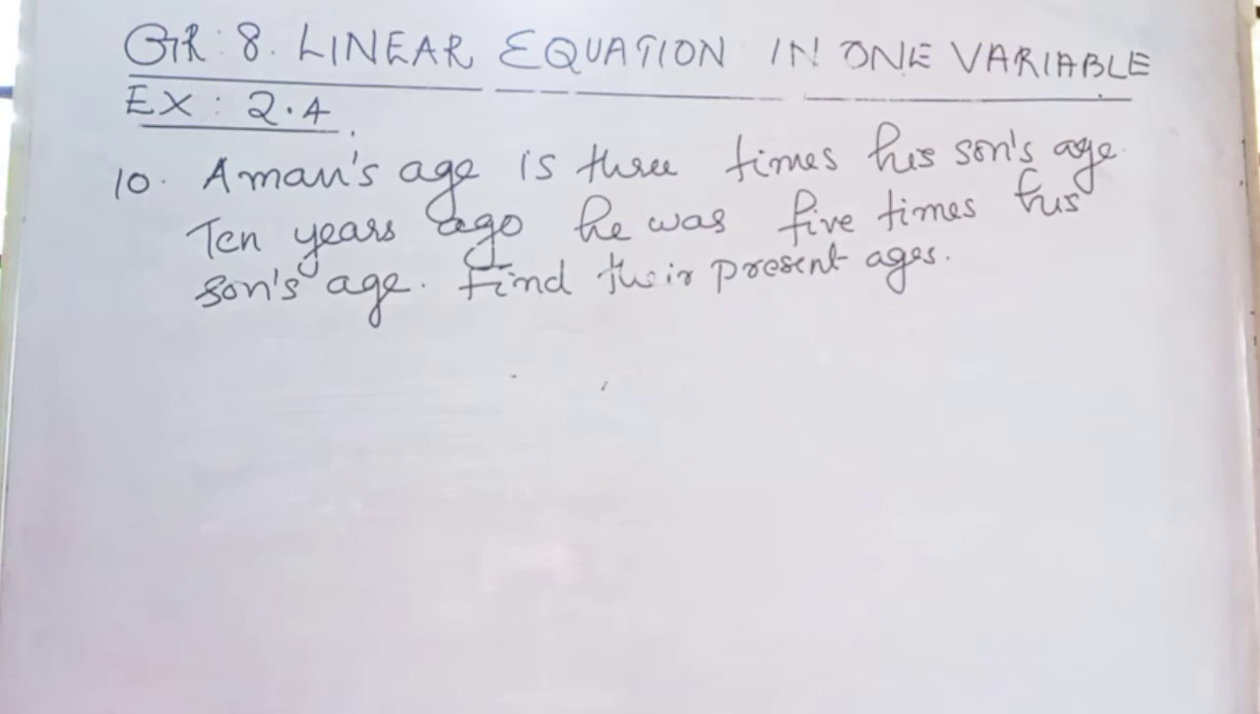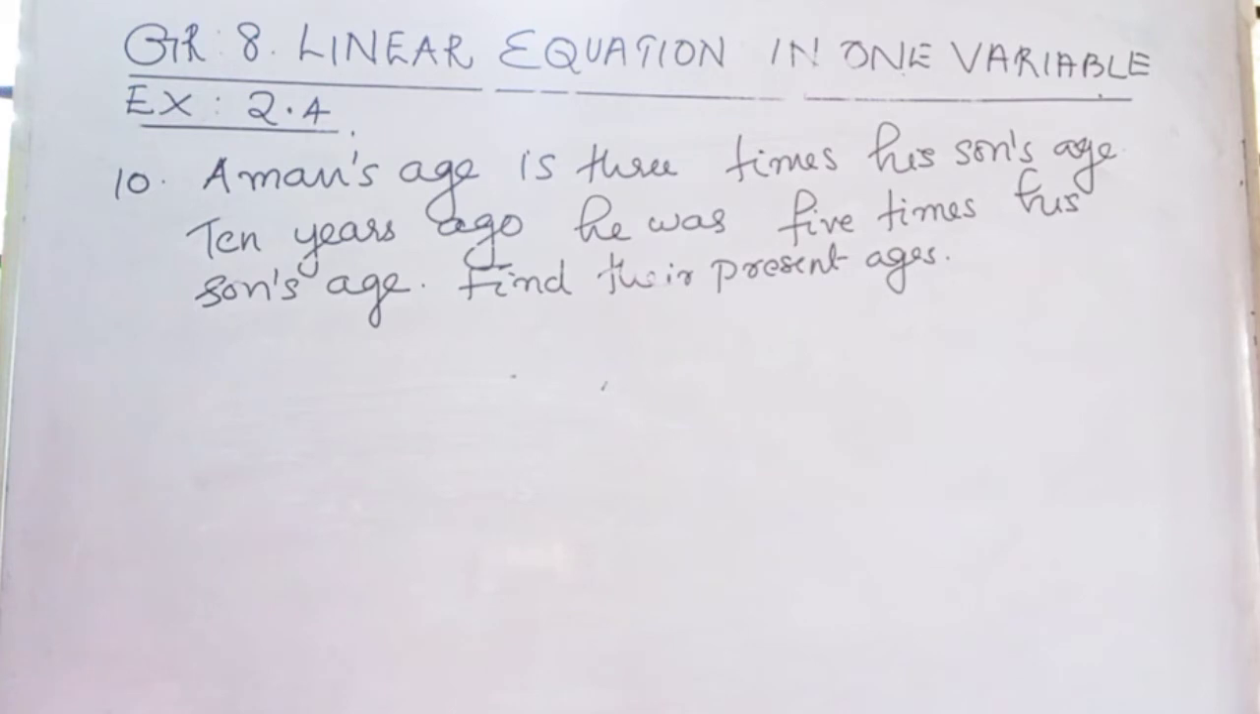Now question number 10. Aman's age is 3 times his son's age. 10 years ago, he was 5 times his son's age. Find the present ages. So we need to find Aman's age as well as his son's age.